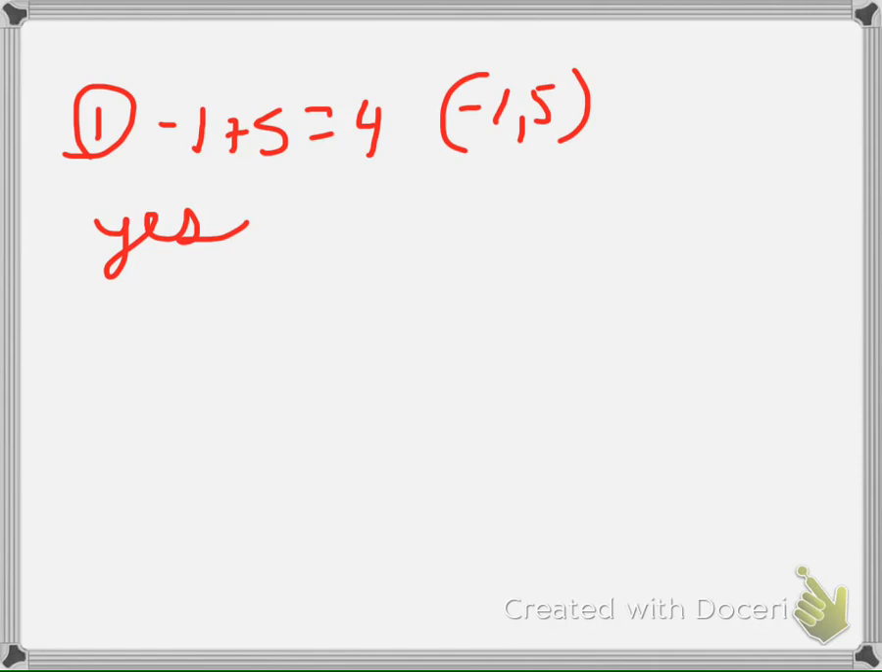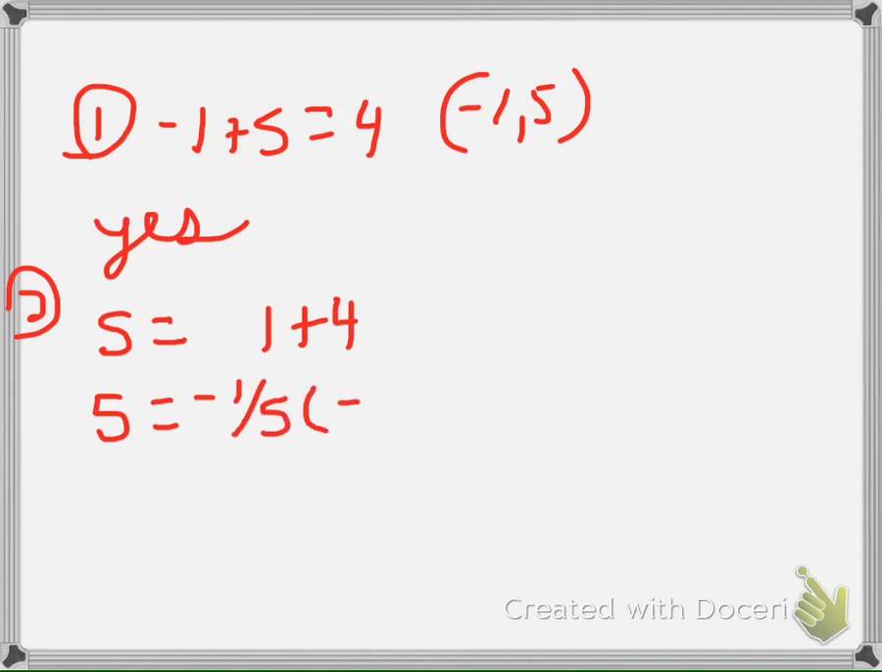On number 2, I'm going to have to say 5 is equal to, I should number these, sorry, the opposite of x, which would be 1 plus 4. That is true. And then I'd have to say that 5 for the second equation is equal to negative 1/5 times negative 1. And if you did negative 1 times negative 1, that would be 1. And then you'd have a 5 on the bottom. And so since this is not equal to 5, that means that the ordered pair (-1, 5) is only a solution to the first equation, not to the second, so it's not a solution to the system.